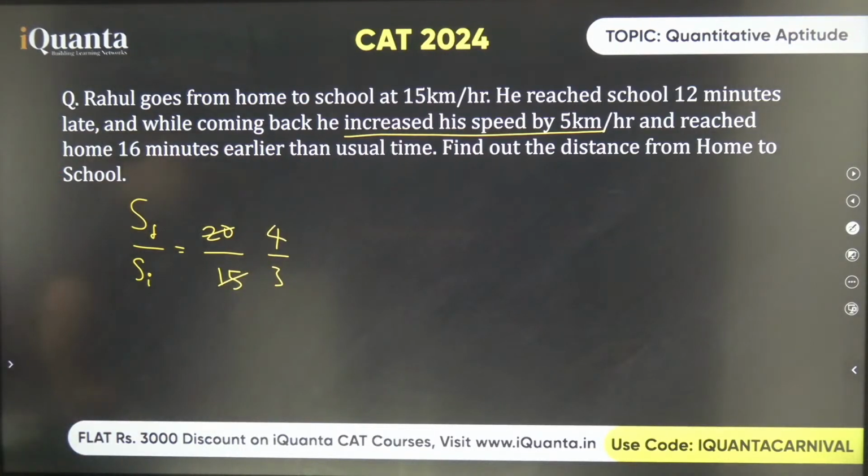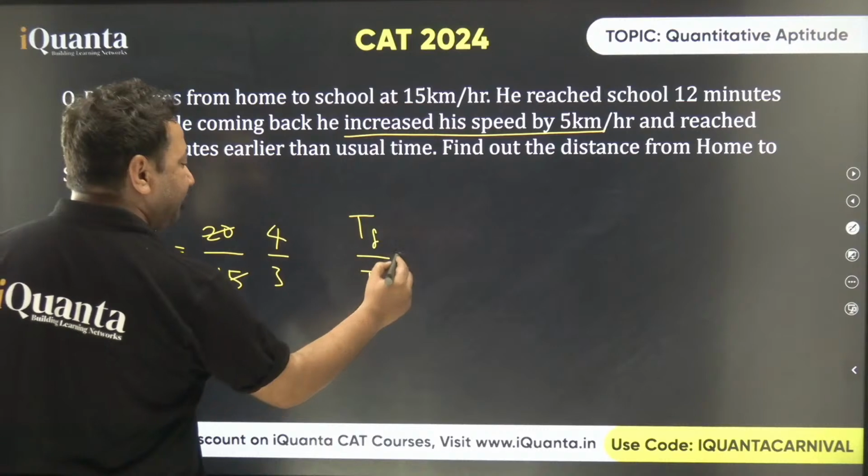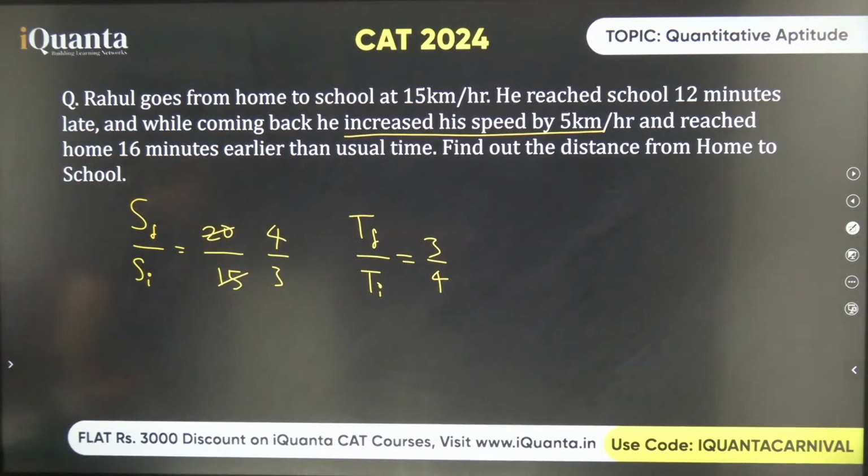Alright, the ratio of speeds is 4 by 3, which means the ratio of time, final time upon initial time, will be 3 by 4, as speed and time are inversely proportional. Cool?